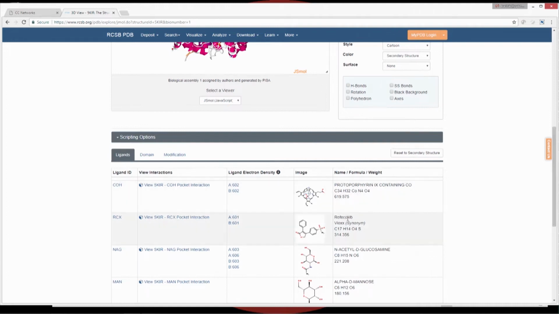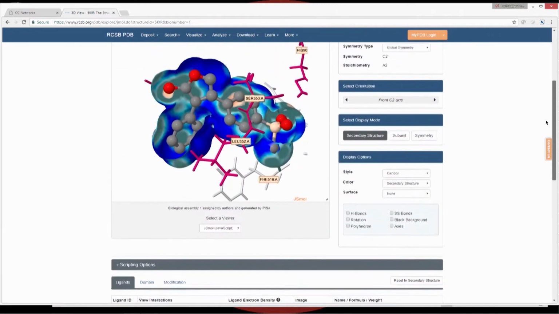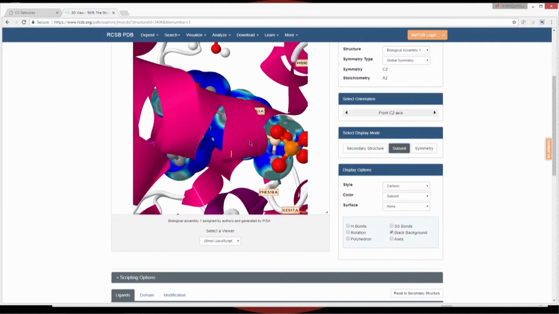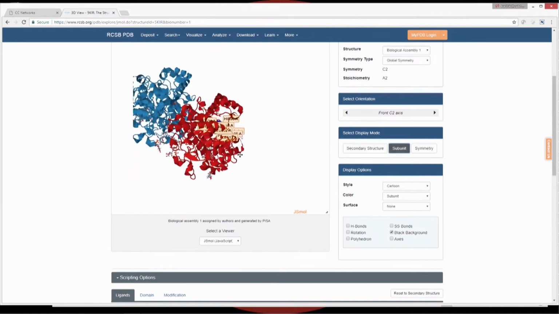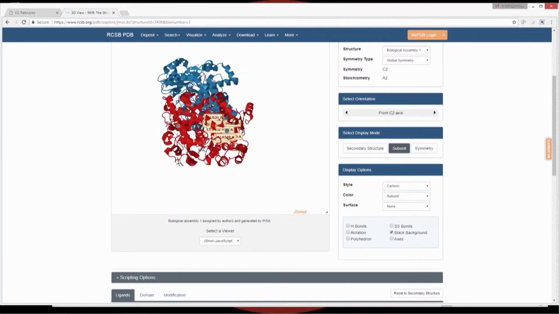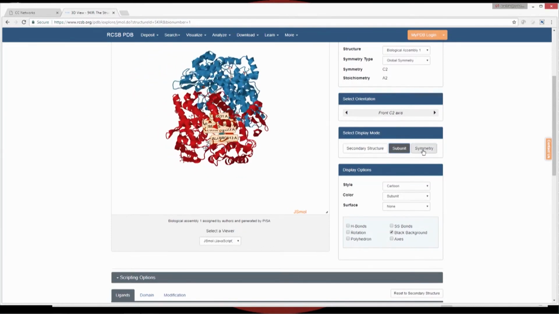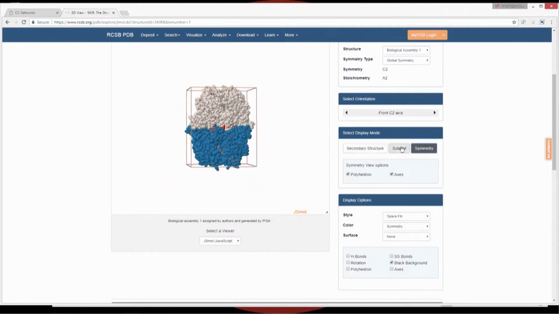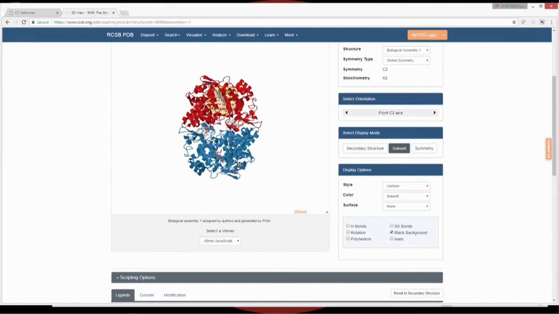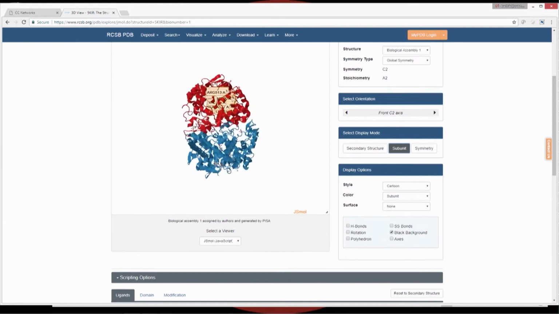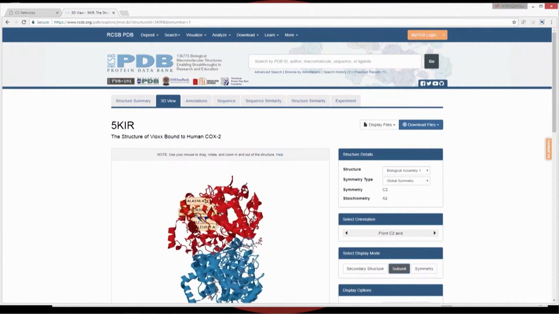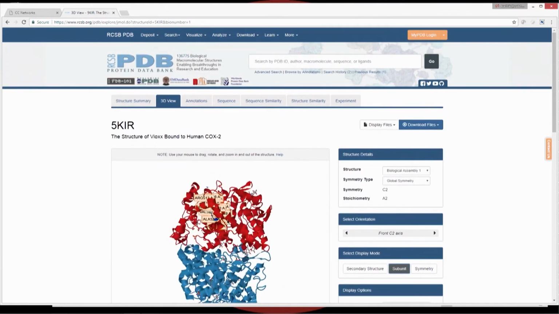Vioxx is also called rofecoxib. So we can look at how Vioxx is present, as you can see here. Vioxx is present inside this particular cyclooxygenase 2 protein. Okay, you can see it here.